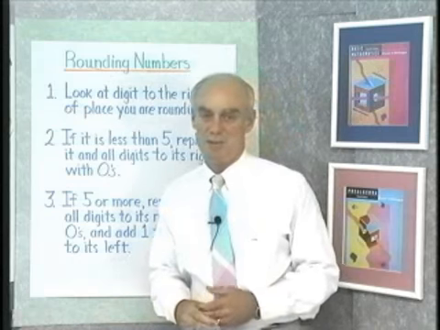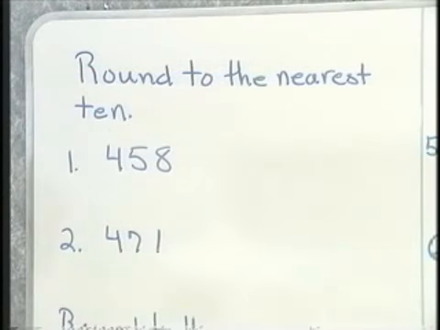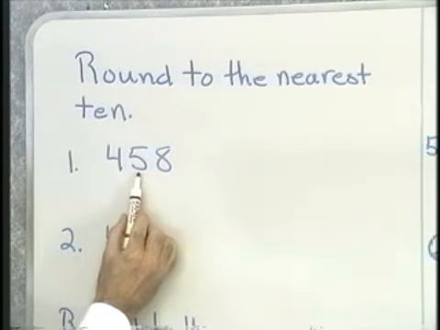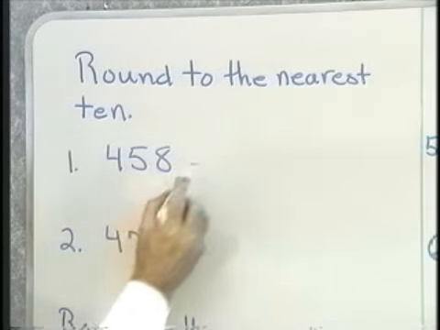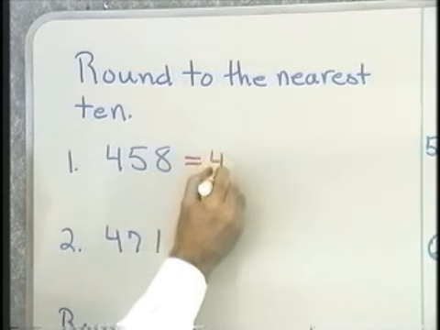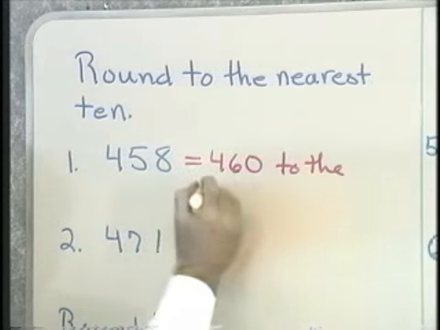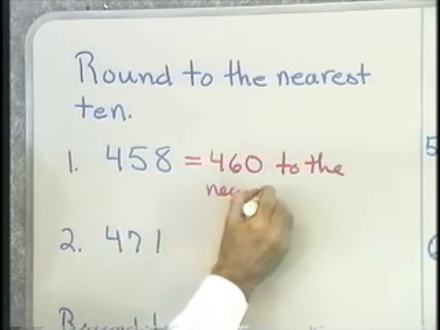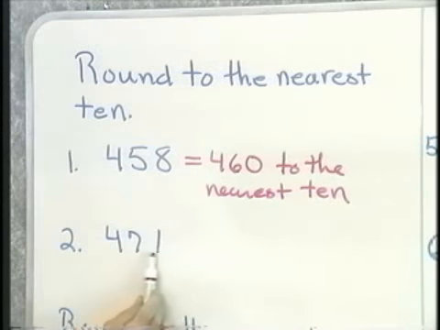Let's see what this looks like when we try some actual problems. Here's our first one. We want to round to the nearest 10. Okay, so according to our rule, we'll go over here to the tens column. I look to the number to the right. It's 5 or bigger, so I'm going to replace this with a 0 and add 1 to this number. So this is going to be 460 to the nearest 10.